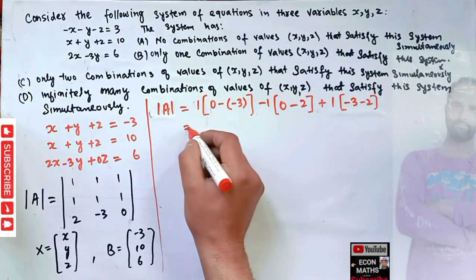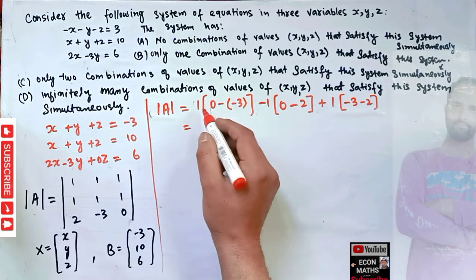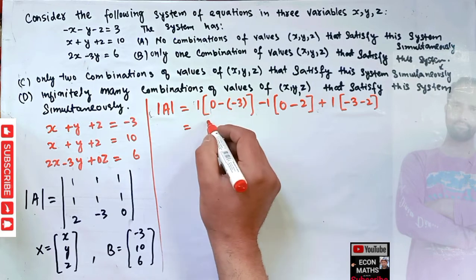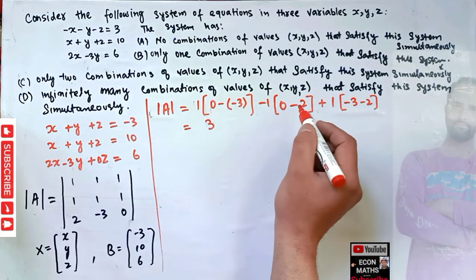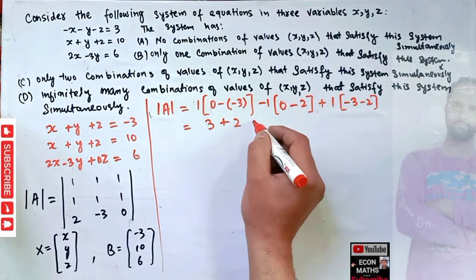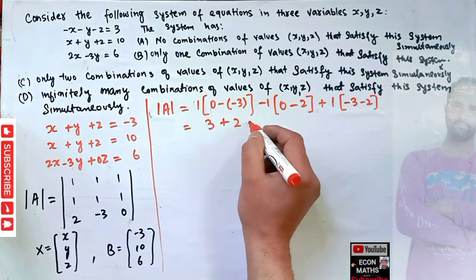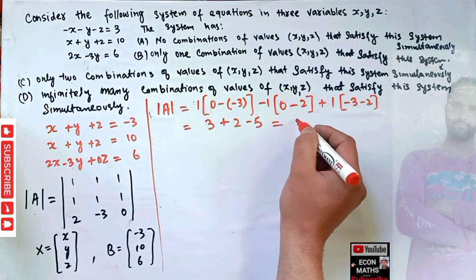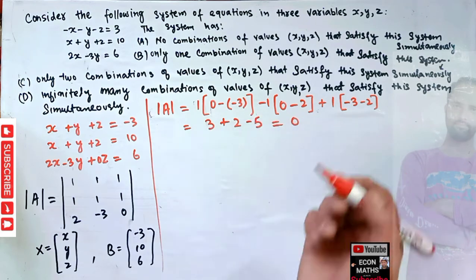Okay, so this comes out to be, we have 1 here, so minus minus is plus, we get here 3. Here minus 1 into minus 2 is plus 2. Okay, here we have minus 3 minus 2 is minus 5. So this comes out to be 0. We got the determinant equal to 0.